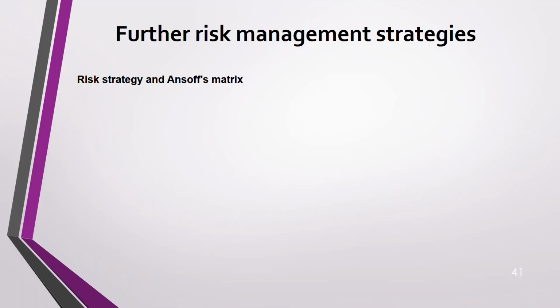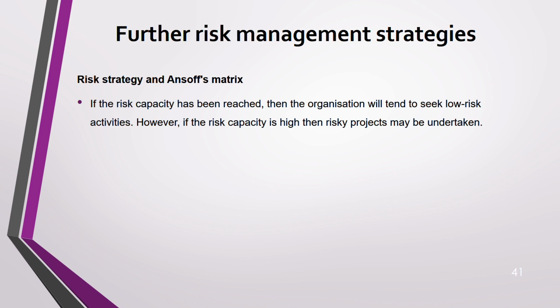Risk strategy and Ansoff's matrix. If risk capacity has been reached, now we are linking this to the Ansoff matrix. Remember the Ansoff matrix? Market penetration, product development, market development, diversification. Yes, we are talking about that. If risk capacity has already been reached, the organization will go for low risk activities. They do not want to take high risk. If risk capacity is high, then risky projects are undertaken.